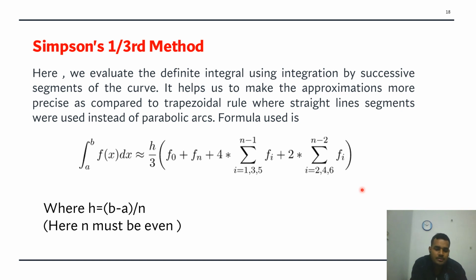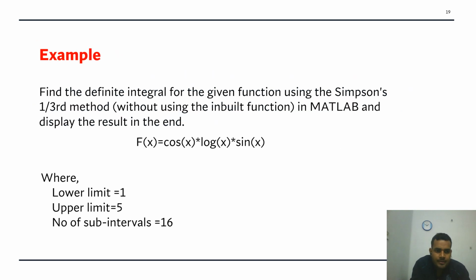The formula used is written here, where if we want to find the integration of function f(x) with respect to the x variable from a to b, then this formula is used, which is Simpson's one-third method, where h is equal to (b minus a) divided by n, and n is the number of subintervals. We should note that here n must be even. In Simpson's one-third method, you should note that n must be even.